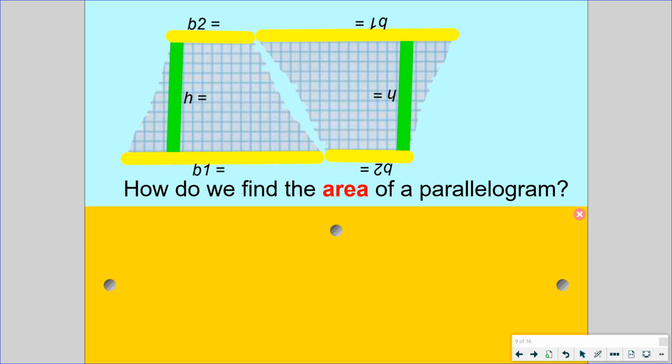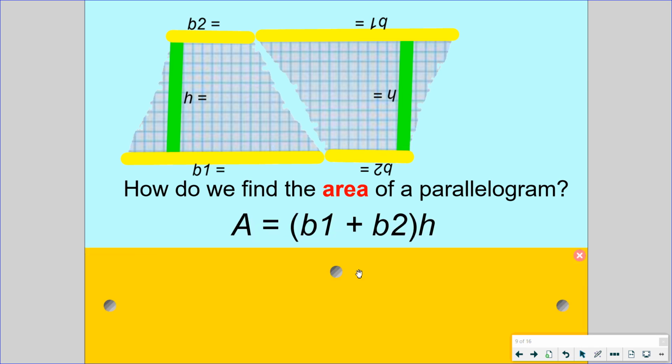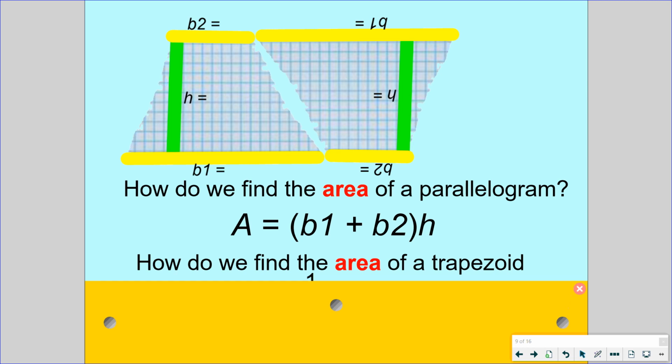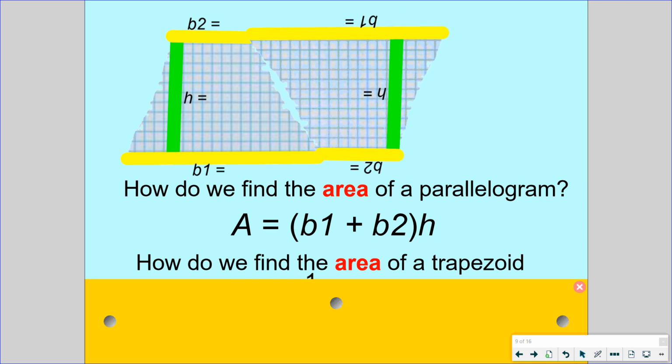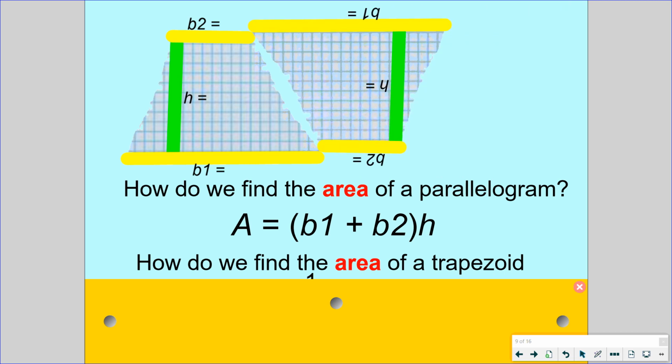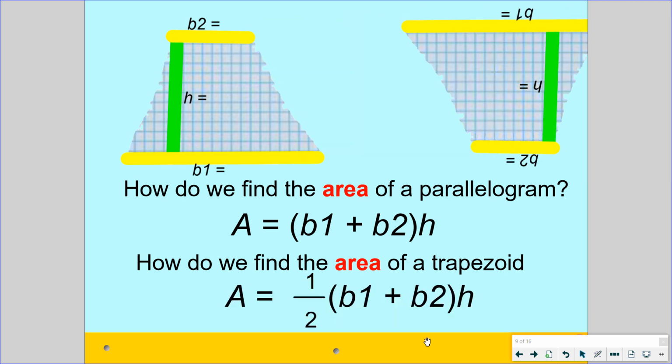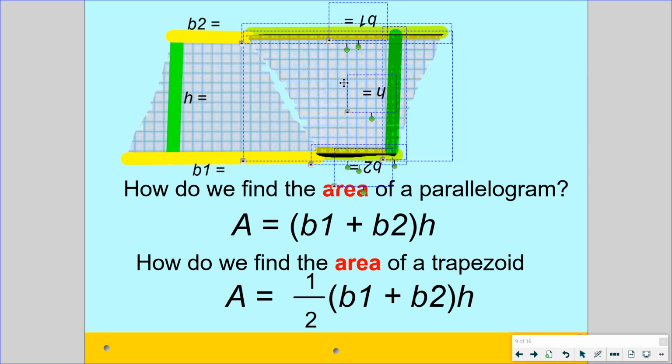So how are you going to find the area of this parallelogram? Well, the base is B1 with this B2. So I think you have to add them up together. So you have to put the bases together, B1 plus B2, and you're multiplying by the height. And then how do we find the area of a trapezoid? Well, we know that a trapezoid is half the size of a parallelogram. Hence, the formula for the area of a trapezoid is half of the b1 plus b2 times the height.